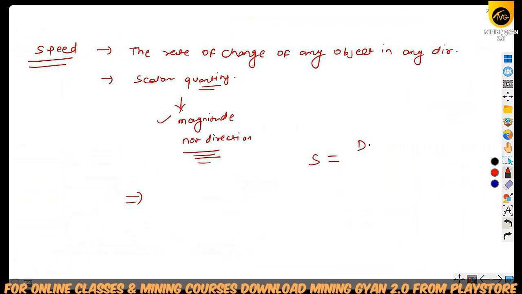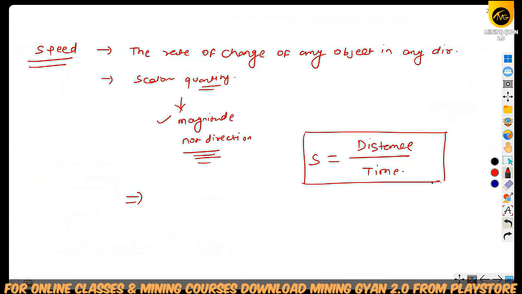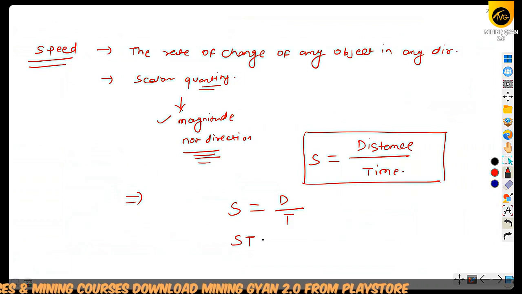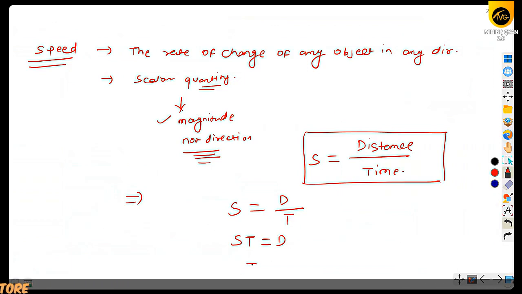So we can formalize the speed like: speed is equal to distance divided by time, or you can call it time interval. So in short, we can write S is equal to D divided by T, and if you want to find out the distance, then ST is equal to D. Okay, if you want to find out the distance, then the formula will be distance is equal to speed into time interval, and if you want to find out the time duration, then time interval is equal to distance divided by speed of any object.